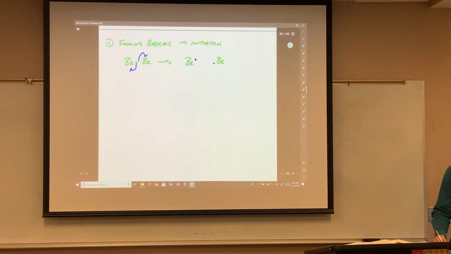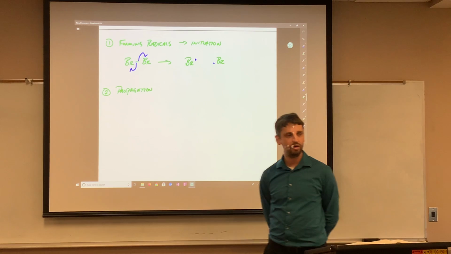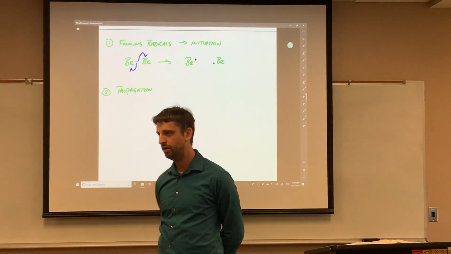We know that there's a theory of microscopic reversibility. These things can go back to where they started. Okay, there's step 1, form something. Step 2 is propagation. Propagation is where you start with a radical and you make another radical.